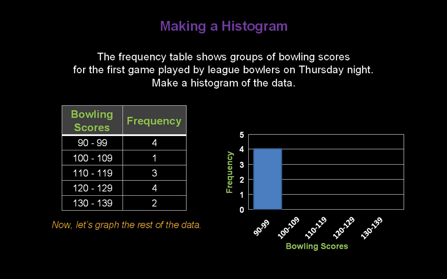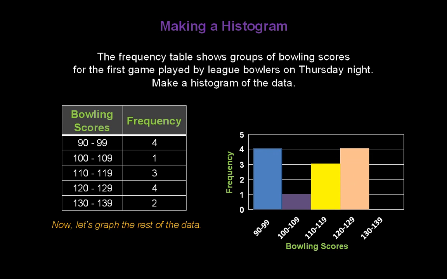100 to 109 occurred one time, so identify 1 on your graph and make a nice wide bar above 100 to 109 that goes up to 1. 110 to 119 occurred 3 times. 120 to 129 occurred 4 times. Nice wide bar above that interval all the way up to 4. And finally 130 to 139 occurred twice. Make your final nice wide bar.